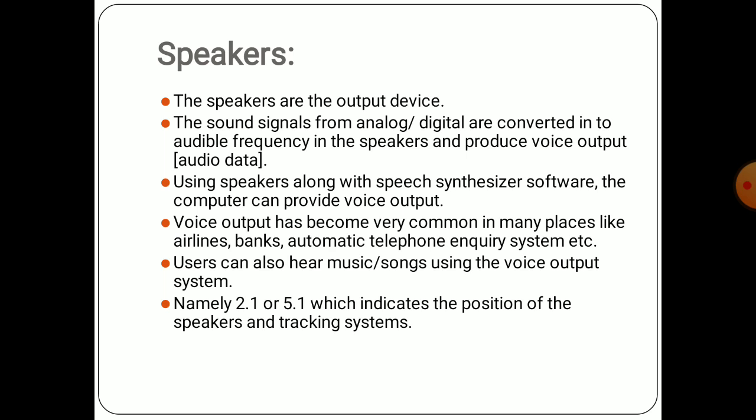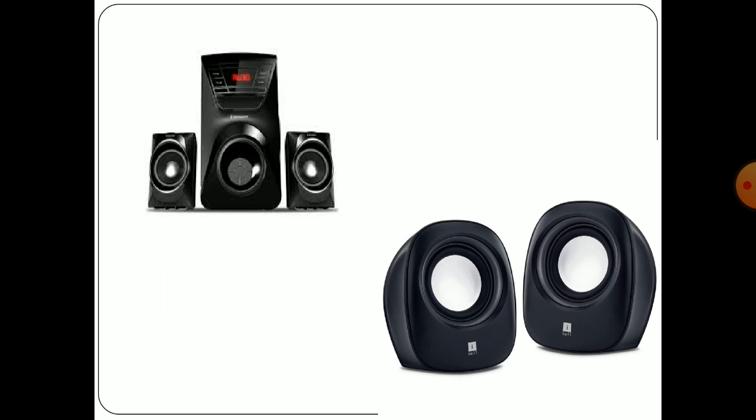Namely, we have two types of speakers, that is 2.1 or 5.1, which indicate the position of the speakers and the tracking system. What capacity it includes, and how it is tracking the system and all, based on that we use this speaker technology. So these are the different models which we have for the speakers.